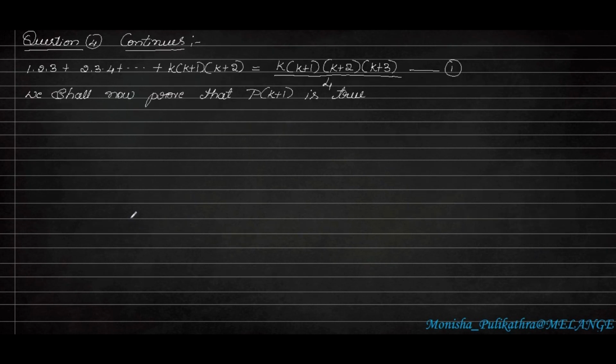Let us continue the fourth question. So here equation 1 we have already derived, that is 1 into 2 into 3 up to k into k plus 1 into k plus 2 is equal to this formula. So now we have to prove that P of k plus 1 is also true. So P of k plus 1 means in the place of k, we have to write k plus 1. So this equation will become 1 into 2 into 3 plus 2 into 3 into 4 plus etc., and in the place of k, we take k plus 1, k plus 2 and k plus 3. But before getting this, we have to get the previous one.